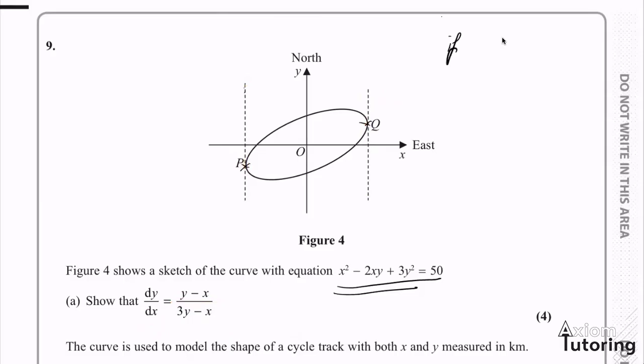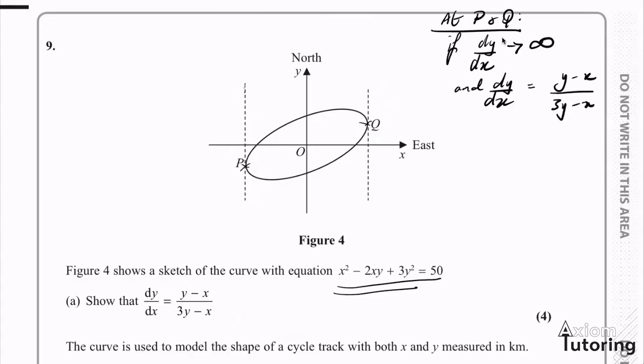So at P and Q, if dy over dx goes to infinity and dy over dx is equal to y minus x over 3y minus x, then for dy over dx to tend to infinity, the denominator of this expression must be 0. So that means 3y minus x must equal 0. So now we have this linear expression in terms of y and x.